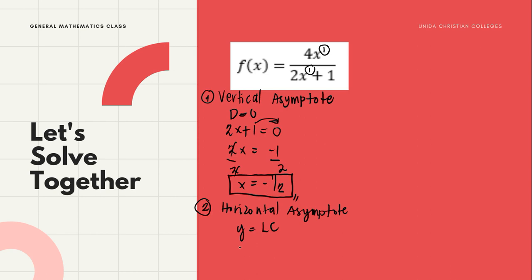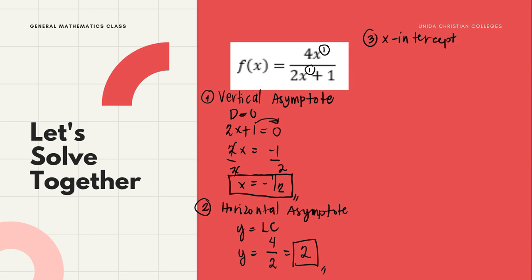So, kunin mo ngayon yung leading coefficient ng given natin na variable. So, first, sa numerator, we have 4. And then, sa denominator, we have 2. And that is equal to 2. 4 divided by 2 is equal to 2. Okay, next. Third, we have X Intercept.